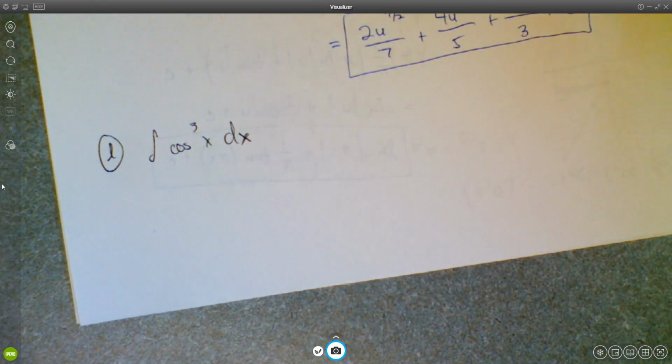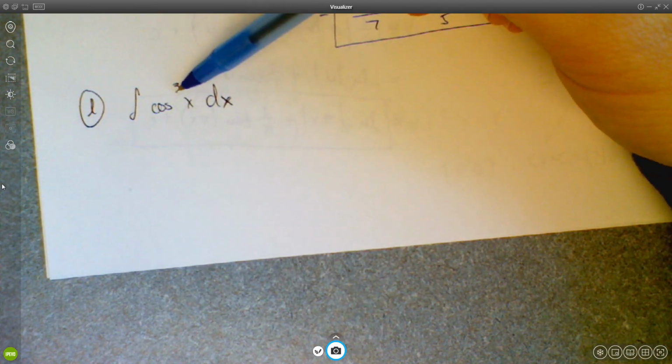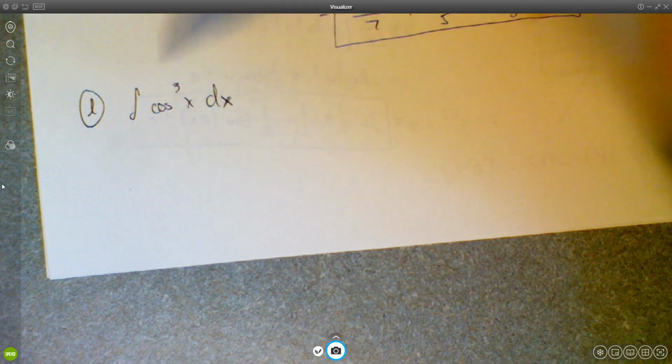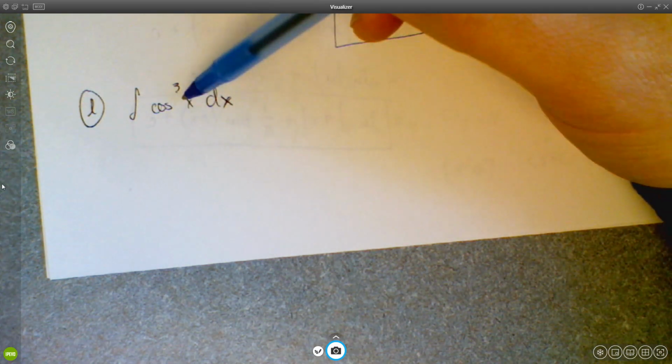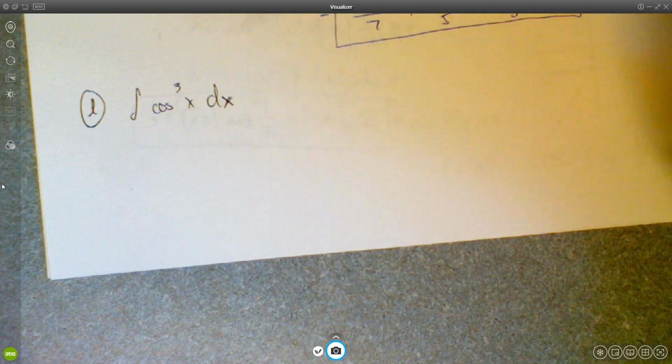cosine cubed x dx. This is the same thing as cosine x quantity cubed, right? So you might be tempted to say, well, let's let u be cosine x. But then du would be negative sine x dx, and we don't have a negative sine x out here anywhere.